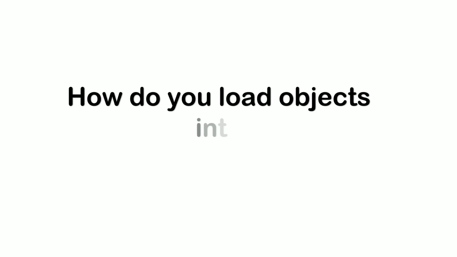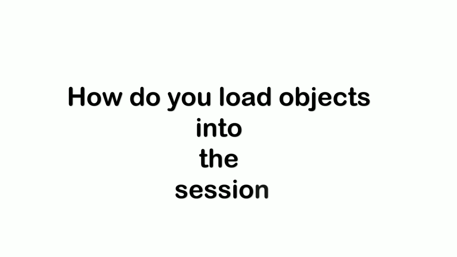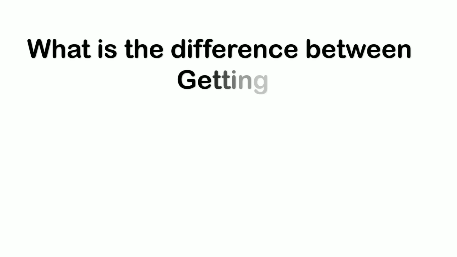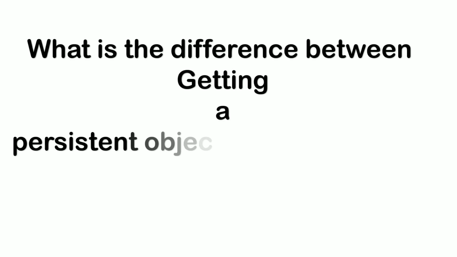So coming to the next question, how do you load objects into the session? To be honest, at first I didn't understand the question. Then later on, there are only two ways to get the object. One is the get method and one is the load method. So I have said the same thing, there are two methods, get and load, with which we can load the objects into the session, and then explained him in detail what is the difference between get and load methods. What is the difference between getting a persistent object from the session and querying for persistent objects?